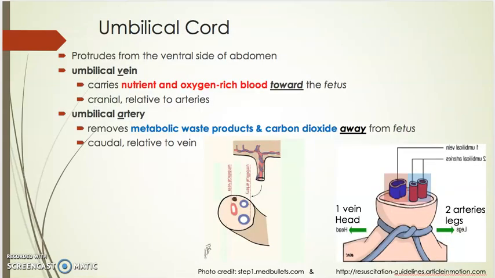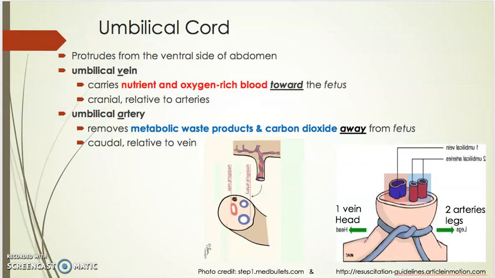In addition, the umbilical cord is a big deal, and I want you to know this for your final exam. On the other hand, it is very difficult to find a good graphic of the umbilical cord. And very importantly, I want you to understand, as I'm sure you know, the umbilical cord protrudes from the ventral side of the abdomen. That's the easy part. In the umbilicus, there is one umbilical vein. There are 2 umbilical arteries.